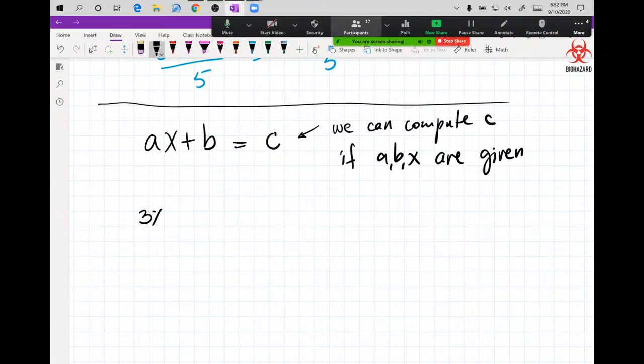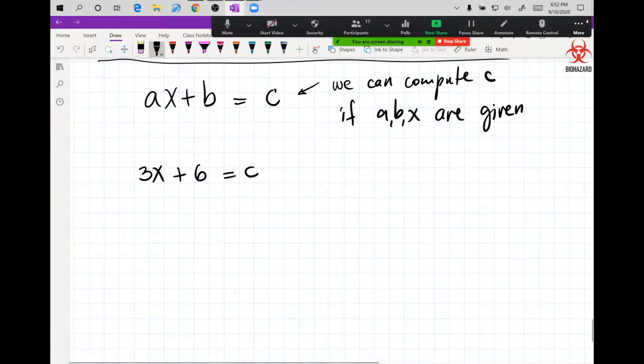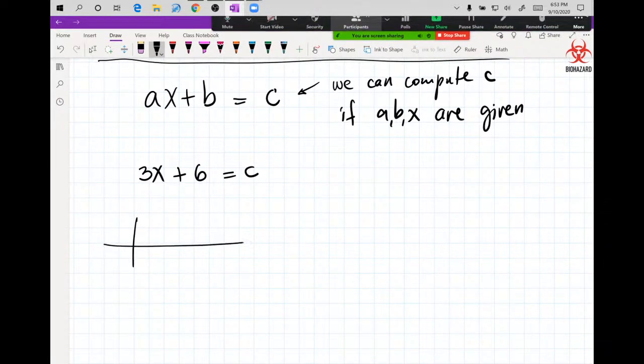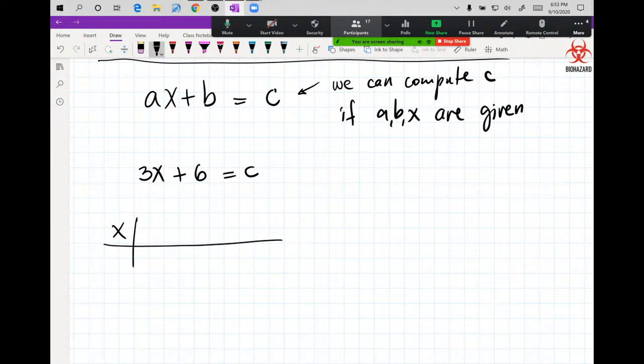So if you have 3x plus 6 equals this c, and I give you the table of values, here are your x's and here are your c's, and I say let x be negative 2, 0, 1, and 10. Well, your job is to plug these numbers one by one into the linear equation and compute c's.